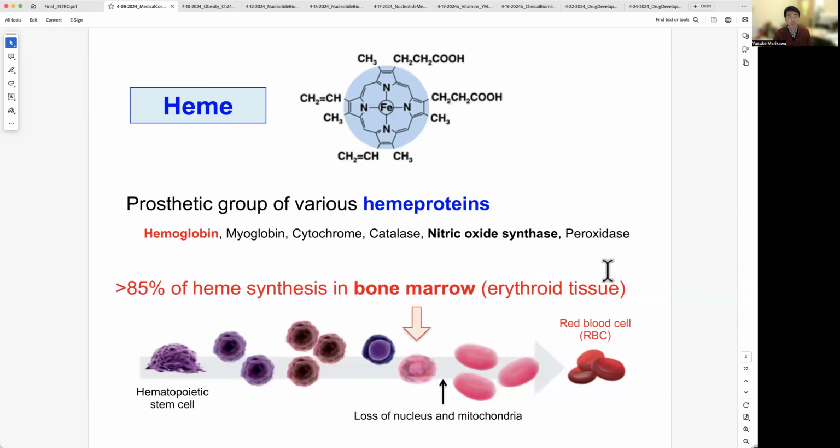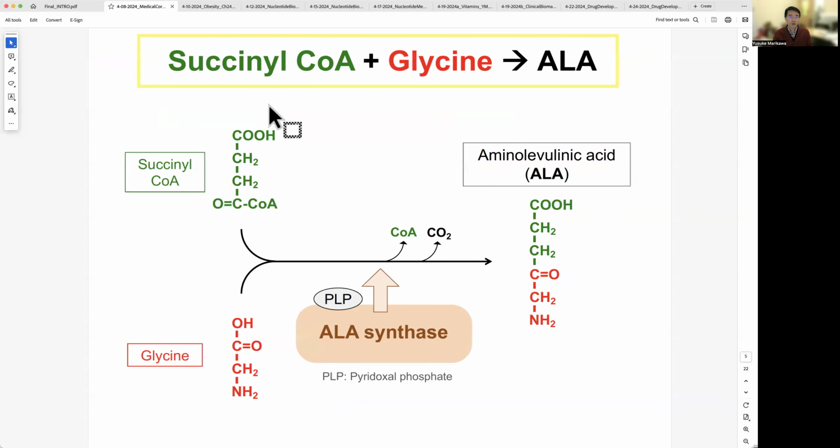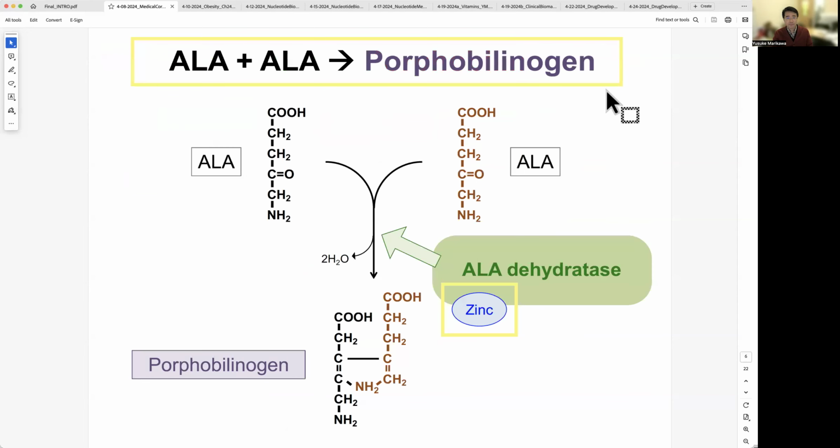So we went through heme synthesis and so on. But you need to know what heme is made of. Okay? They're made of glycine and succinyl-CoA. Only two kinds of ingredient you need to make heme. Okay? Glycine, succinyl-CoA. And you put the succinyl-CoA and glycine, one each, together, you create this compound ALA. Just remember this abbreviation, ALA. Okay? Succinyl-CoA plus glycine makes ALA.